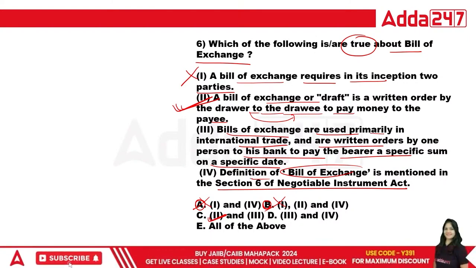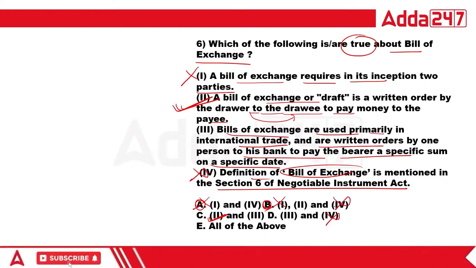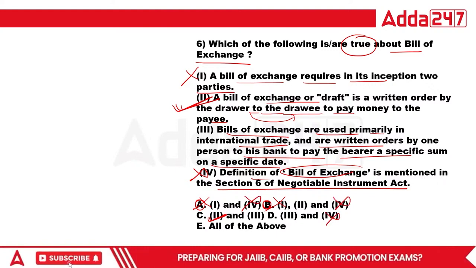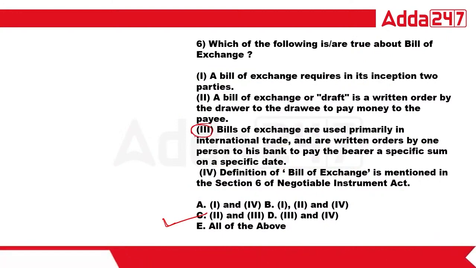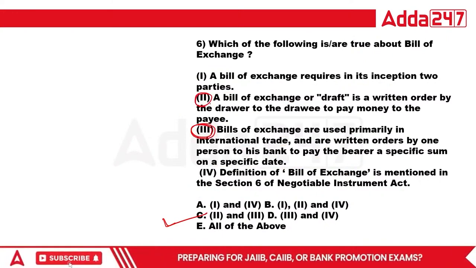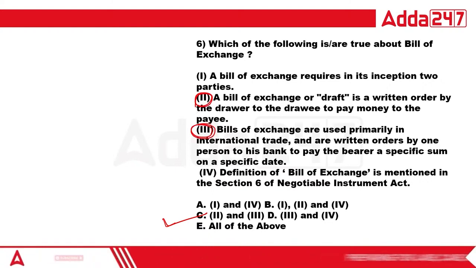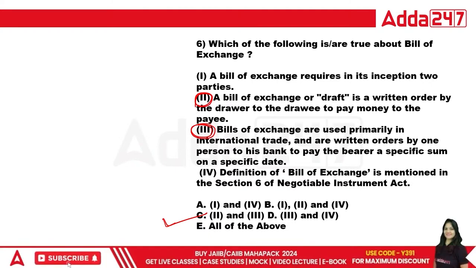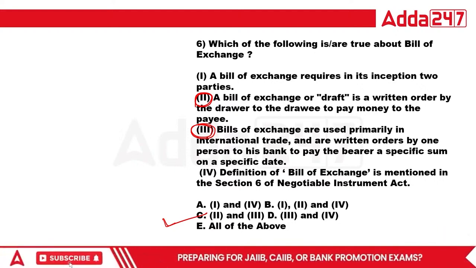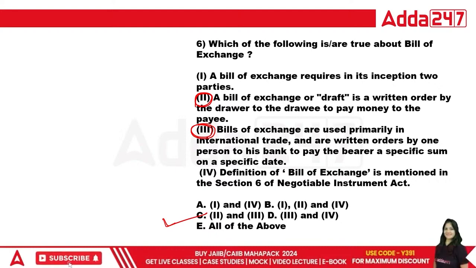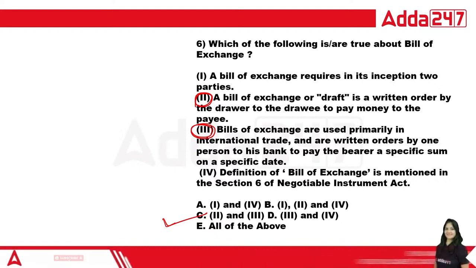The definition of bill of exchange is defined in Section 6. This is absolutely wrong. Fourth is wrong, class. So the right answer is C, class. So this is right and this is right. These two things are right. Is that okay? So this is the right answer for this question.